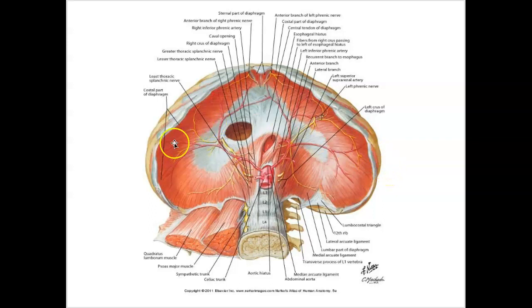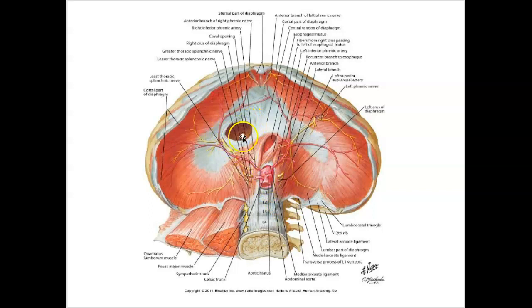These attachments create a dome separating the thoracic from the abdominal cavity. They hold it in place. They anchor it to the sides. You'll see the openings here. There's an esophageal opening right here.